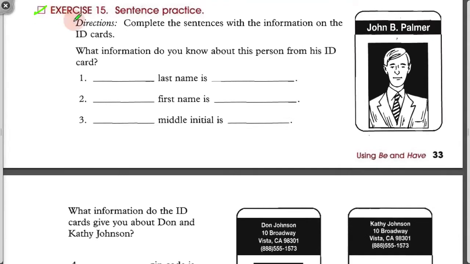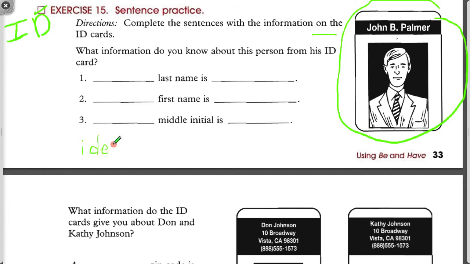Moving on to exercise 15. We're going to look at these cards and answer the questions from these ID cards. What is ID? I bet they don't tell you that. ID is short for identification. Identification, ID.